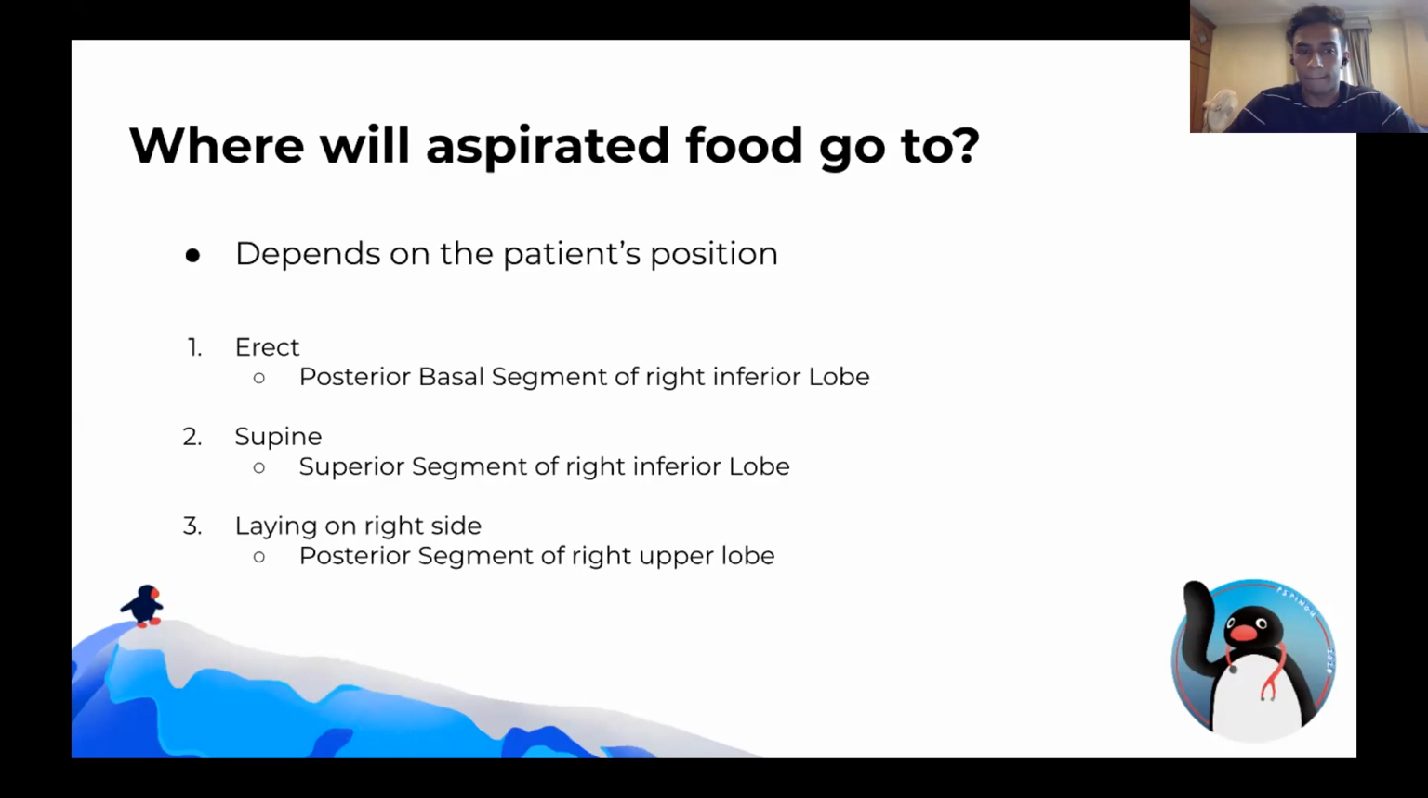If the patient is lying on the right side, which is usually how we examine patients when we ask them to lie on their right, the food will end up in the posterior segment of the right upper lobe. These are a few key differences that Monash likes to test on, especially depending on the patient's position.